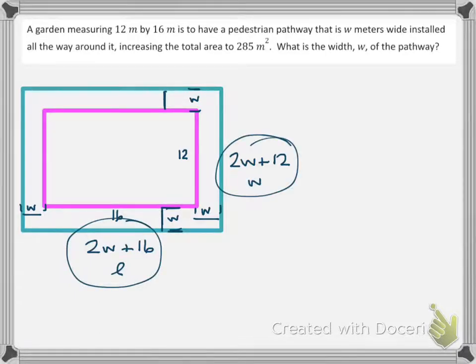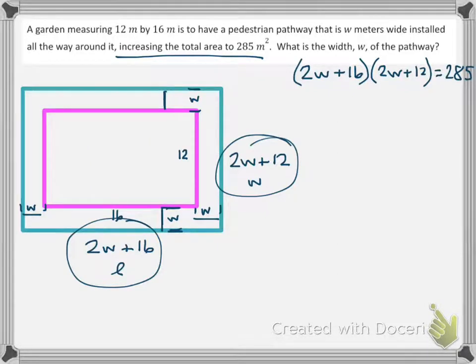So now the new total area is 285 square meters. So length times width will give me the area. So we're going to take 2W plus 16, and we're going to multiply it by 2W plus 12, and that's going to equal 285.